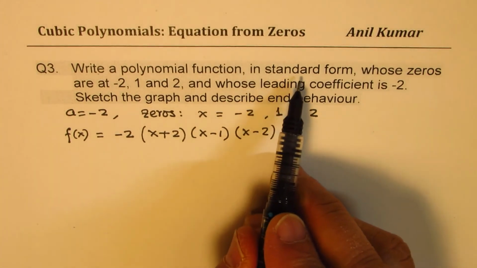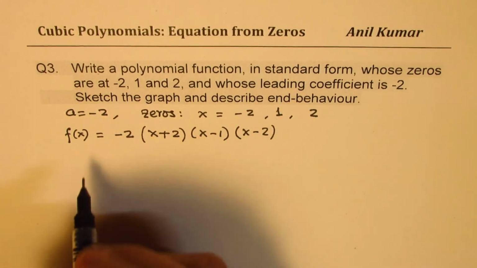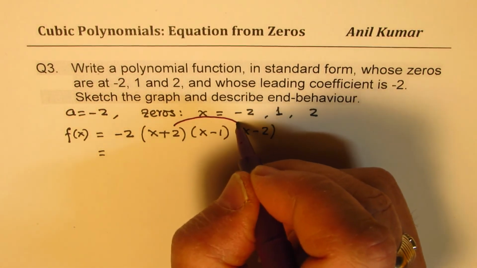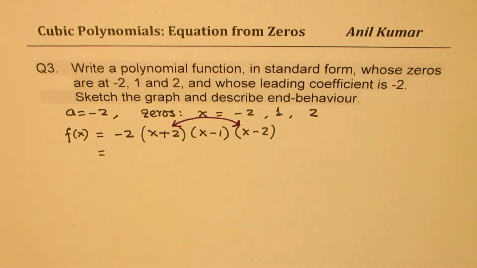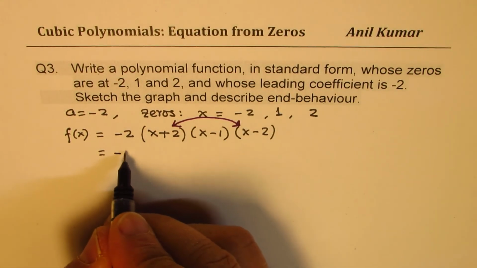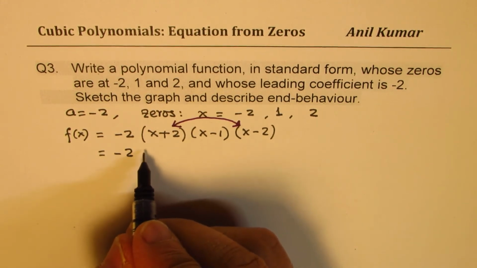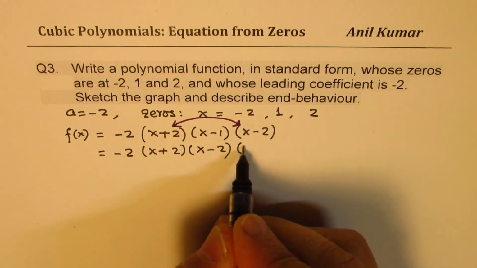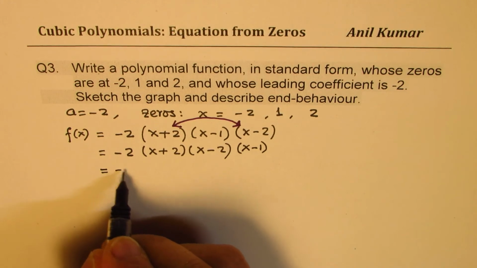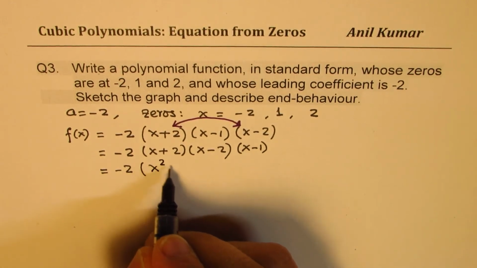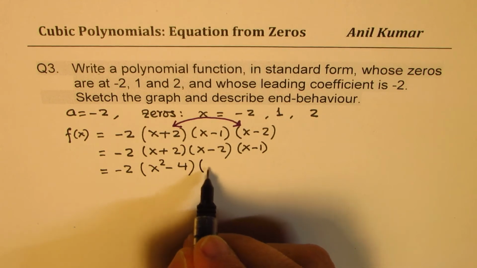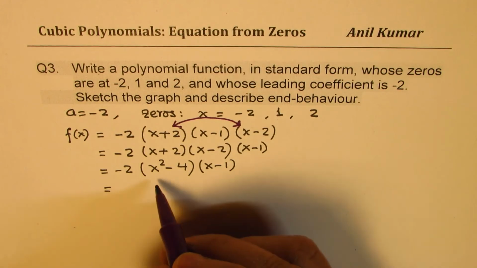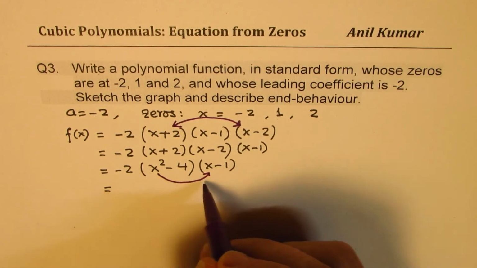Now we need to write the equation in standard form, right? So we need to multiply them. So we'll first multiply these two terms. It's kind of easier. We'll use the sum and difference formula, correct? So let me rearrange and then multiply. So we'll do -2 times, first we do x plus 2 times x minus 2, and then the product we'll multiply with x minus 1. So we get -2 times, this is x squared minus 4, right? a squared minus b squared, times x minus 1.